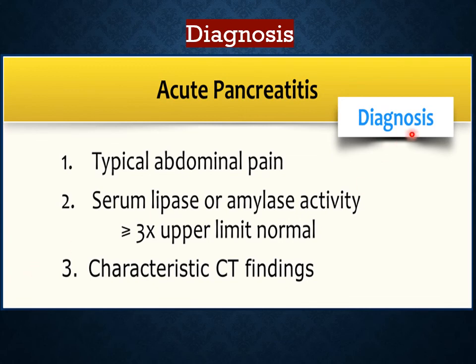So, diagnosis. These three things are very important. The diagnosis of acute pancreatitis is typical abdominal pain and vomiting, serum amylase or lipase three times the normal limit, and the characteristic CT findings, which I'll show you in a short while.